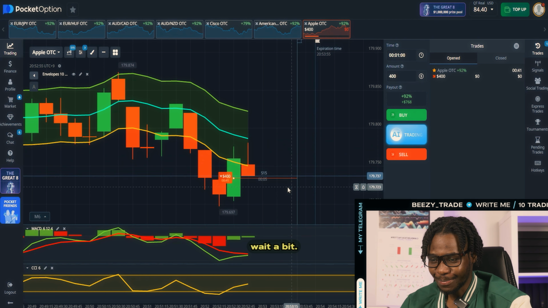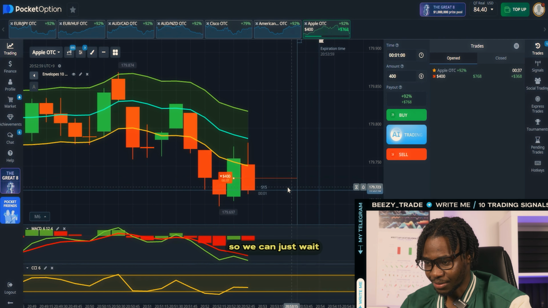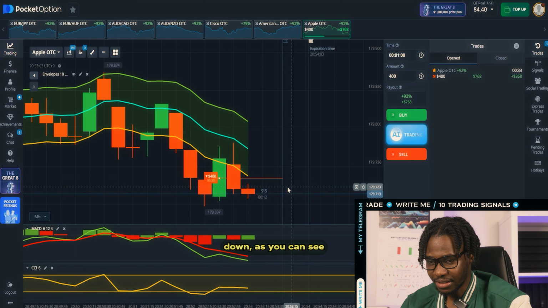But let's just wait a bit. We still have more time, like the previous trade, so we can just wait. And there the market is now going down, as you can see, as predicted.